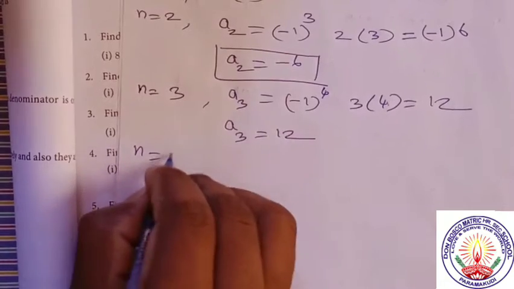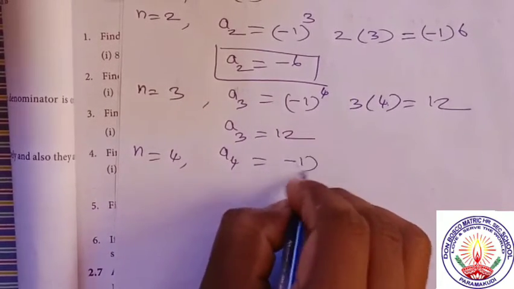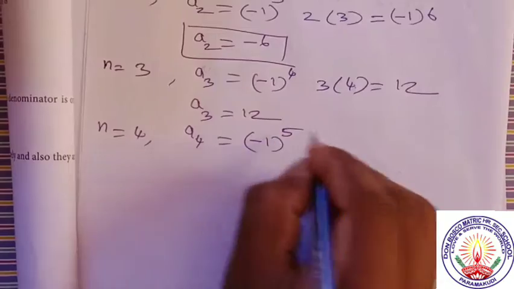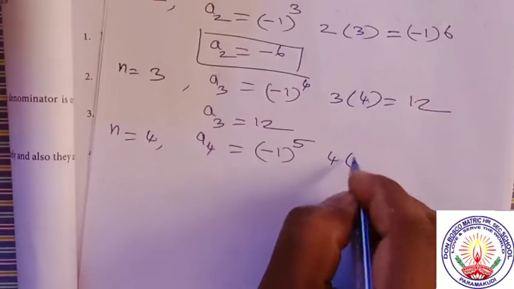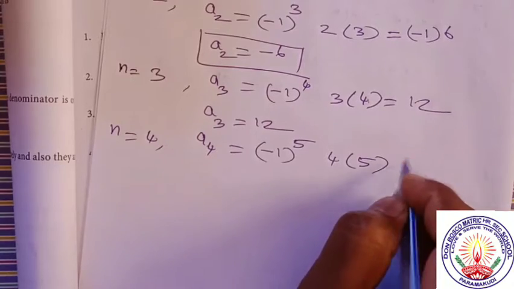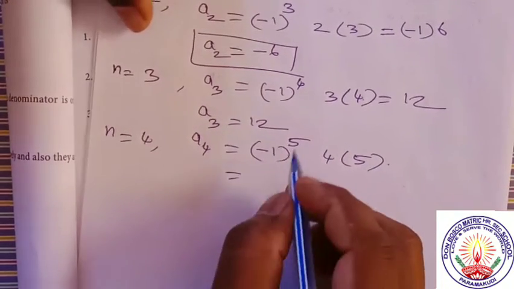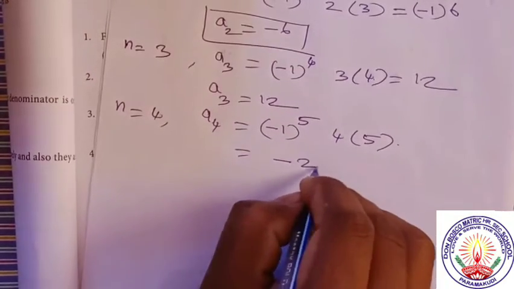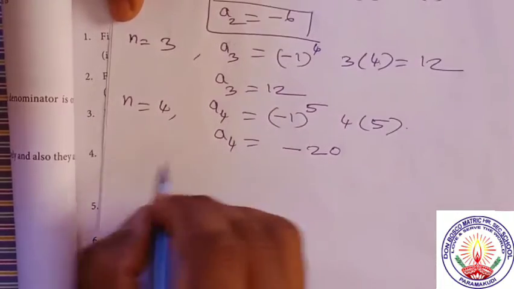Like that, when n is equal to 4, A4 is equal to (minus 1) to the power 4 plus 1, which is equal to 5. So (minus 1) to the power 5, into 4 into n plus 1, which is equal to 5. 4 fives are 20, with (minus 1) to the power 5. When you multiply minus 1 an odd number of times, the answer is minus. 4 fives are 20. So the answer is minus 20. Therefore, A4 is equal to minus 20.